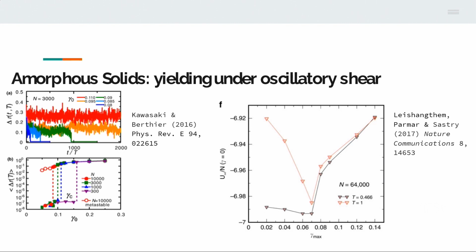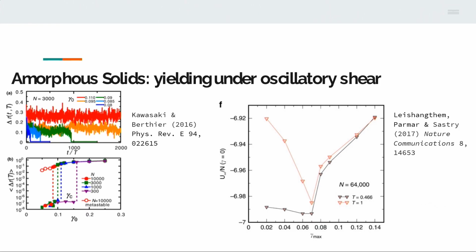yielding of amorphous solids under oscillatory shear is something which has been extensively studied. Srikant's talk has had some of this oscillatory shear applied on glasses. So I'm just going to present these two examples. I'm not going to explain the plots in the interest of time.